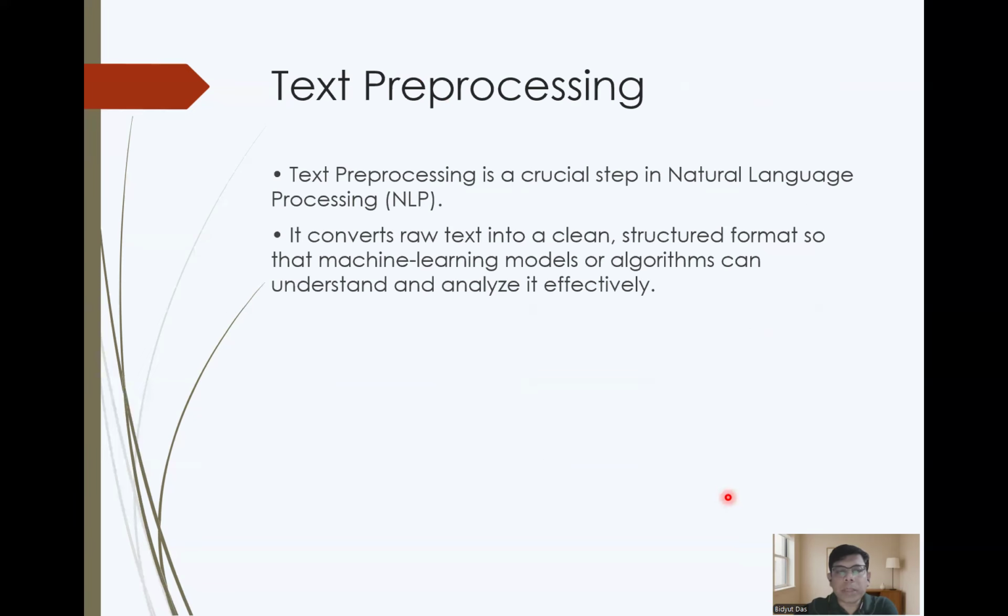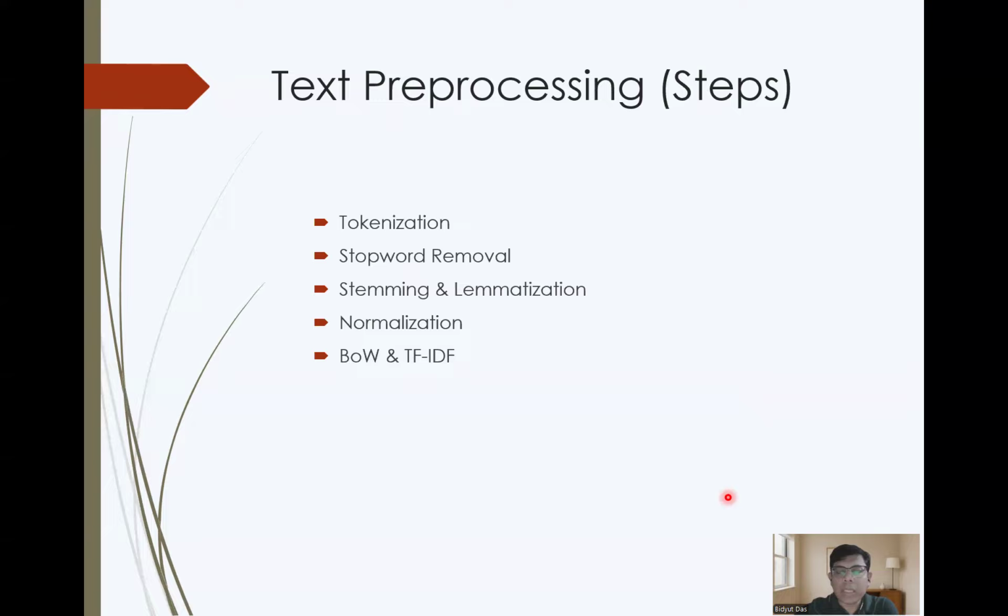So now, text preprocessing. Text preprocessing is the first step of natural language processing. It is a crucial step by which we can increase the efficiency and effectiveness of the algorithm. It converts the raw text data into a clean, structured format so that machine learning models or algorithms can understand and analyze it effectively. There are several steps of text preprocessing: tokenization, stopword removal, stemming and lemmatization, normalization, bag-of-words and TF-IDF.